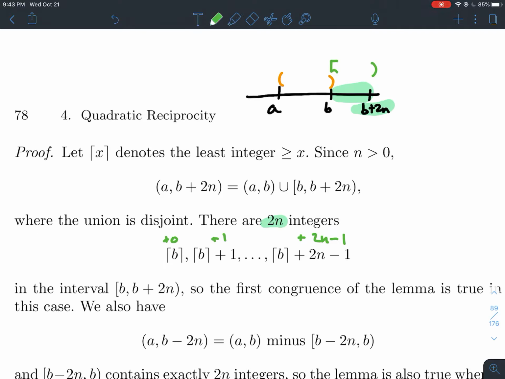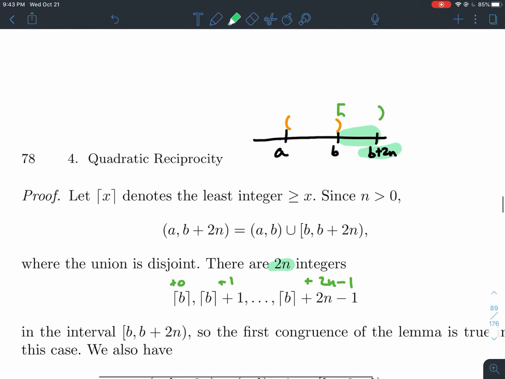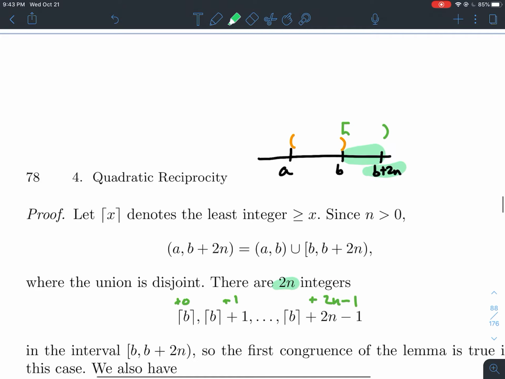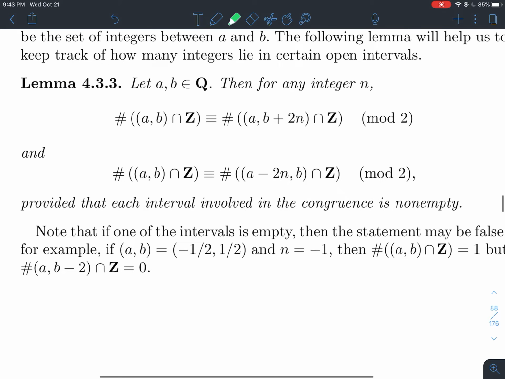So what are we saying? When I add in this extra little green interval, I'm just adding an even number of integers. And like we said before, if I add an even to an even, it stays even. It doesn't change the parity. And if I add an even to an odd, it doesn't change the parity. It stays odd. So what we just justified is the first congruence here.